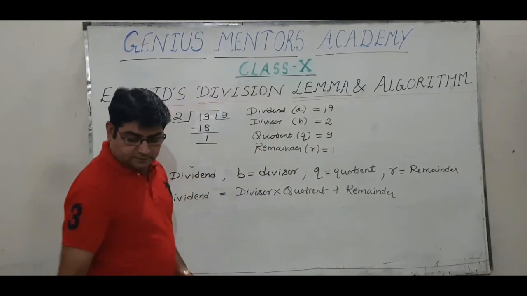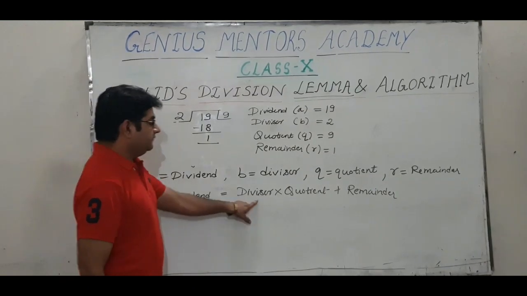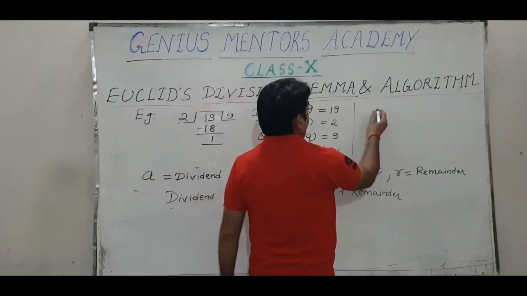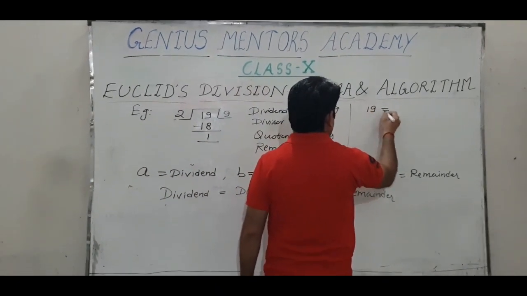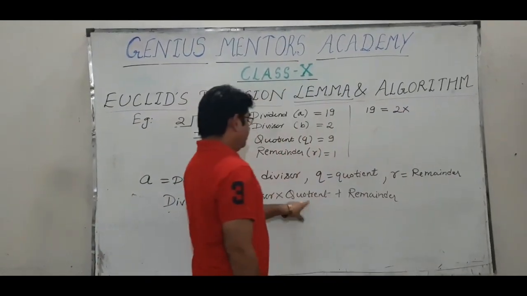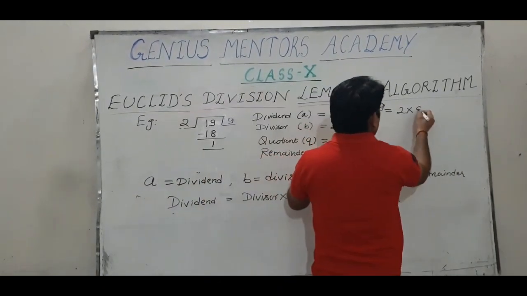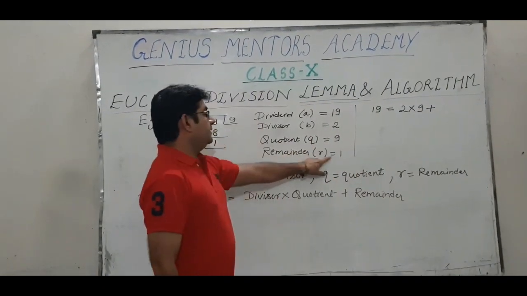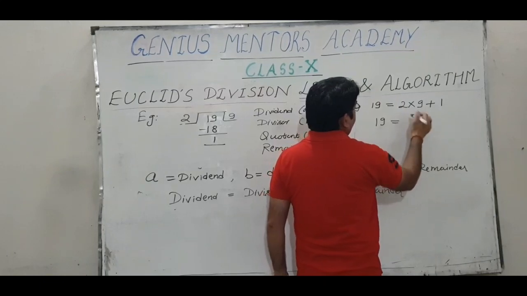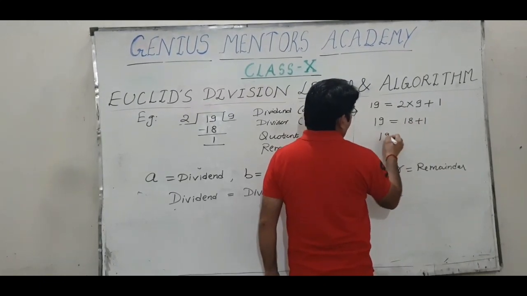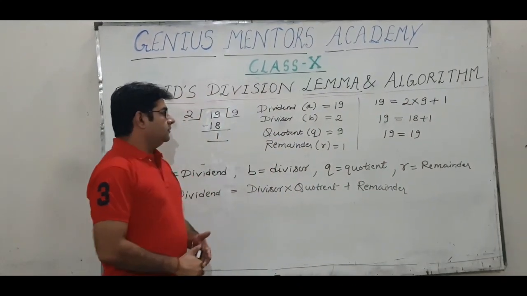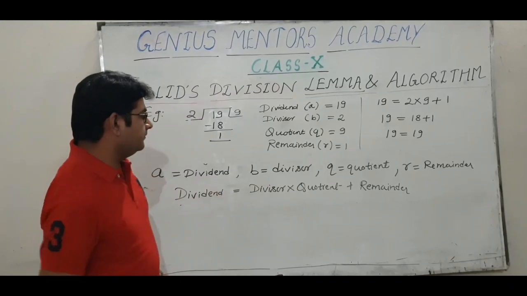Okay. So dividend is equal to divisor into quotient plus remainder. Dividend 19, divisor is 2, quotient is 9, remainder is 1. 2 9s are 18 plus 1, 19. So this is the Euclid's lemma.